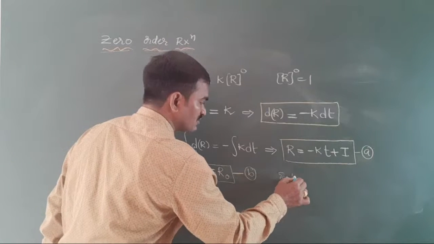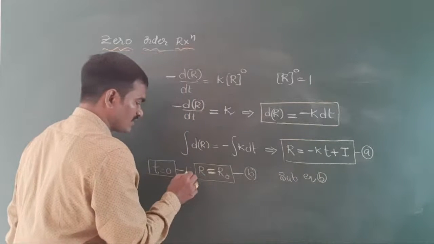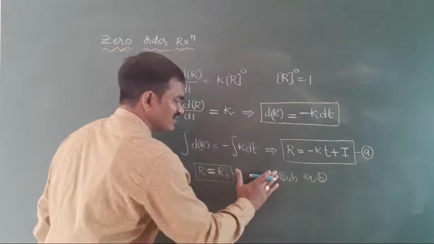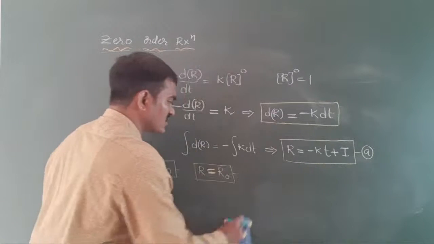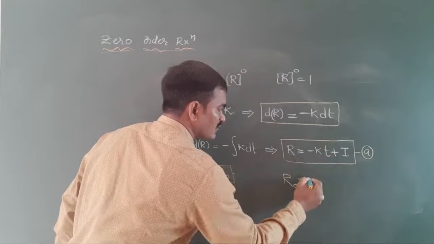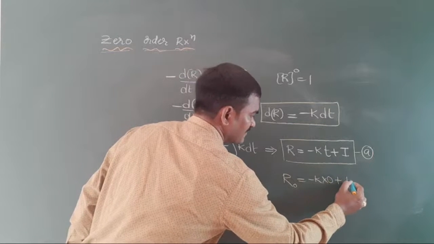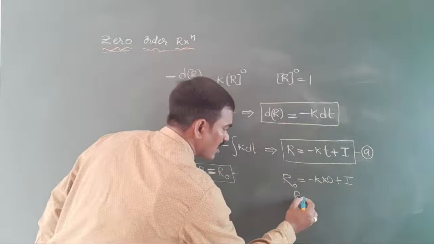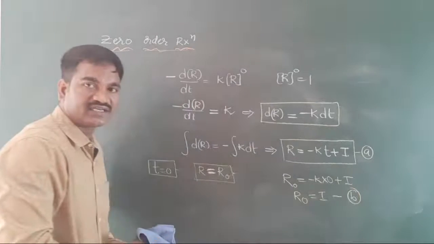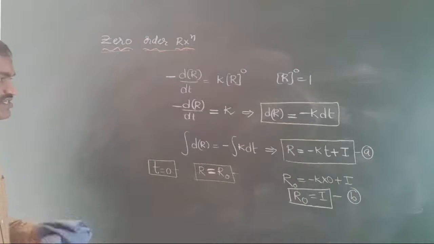So substitute, equation B. Or simply you need not do this much. Just substitute these values in this equation. Automatically what are you getting? R naught is equal to minus k into 0, plus I. Therefore you are getting R naught is equal to I. You take this one equation as B. Have you got it? Can you see this? Okay, done. So take it like this, this is equation B.